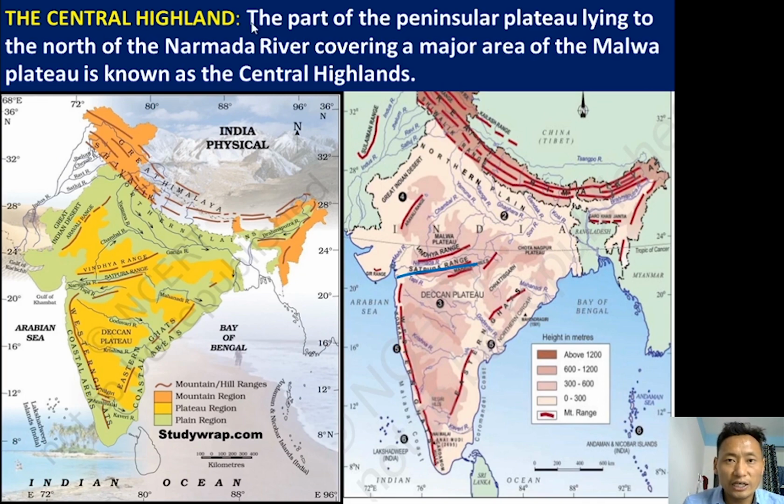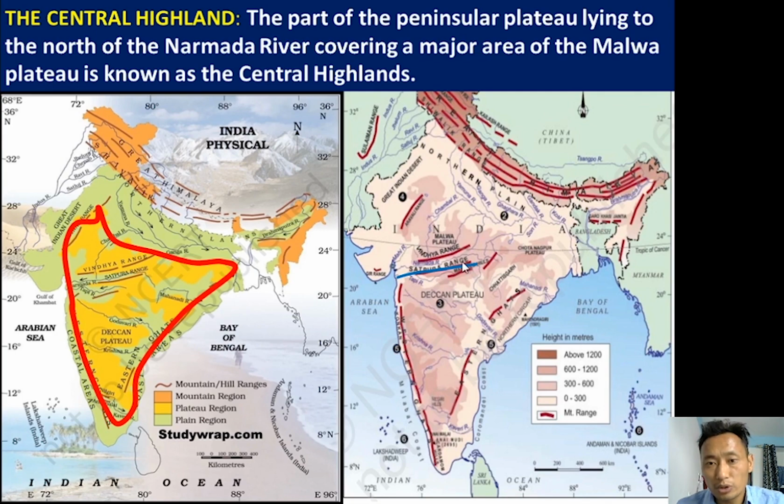The Central Highland is the part of the Peninsular Plateau lying towards the north of the Narmada River. This is the location of the Narmada River. The Peninsular Plateau is an irregular triangle in shape and is further divided into two, the Central Highland and the Deccan Plateau. The Central Highland is located north of the Narmada River. This blue line shows the river Narmada.